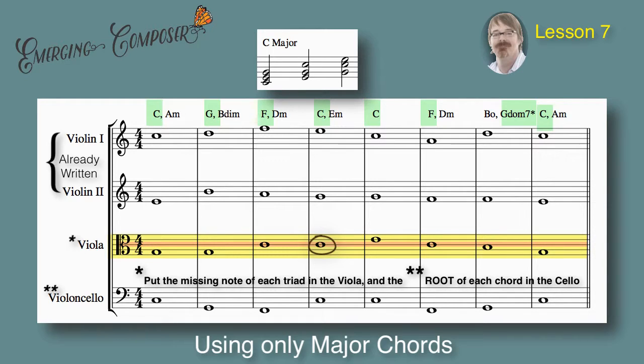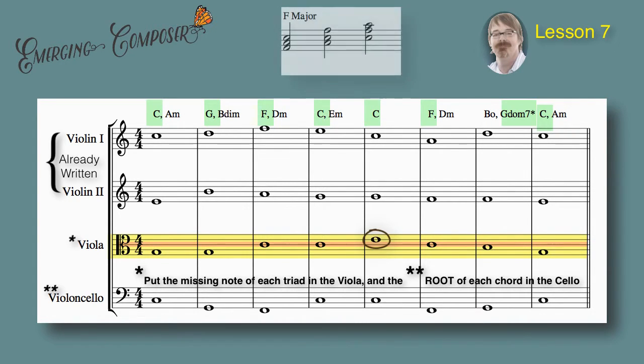Then we went to a C chord again. The top measure is a G and a C. What note's missing? An E. I put it in there, in the viola. And then the next measure has an F and an A. What note's missing from an F chord? Well, a C, so I put a C in there.